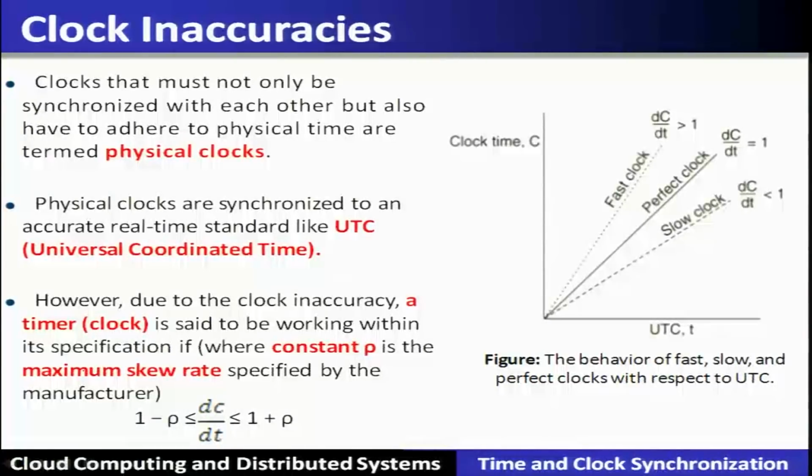So, as far as the physical clocks are concerned, not only do they have to synchronize with each other, but they also have to adhere to the physical time, that is, a common or accurate time. So, how do we get that correct time, so that you can synchronize your physical clocks? Physical clocks are synchronized to the accurate real time with a standard like UTC, Universal Coordinated Time, which is supposed to maintain the correct time at all points of time. However, due to the clock inaccuracies, a timer or clock is said to be working within the specifications.